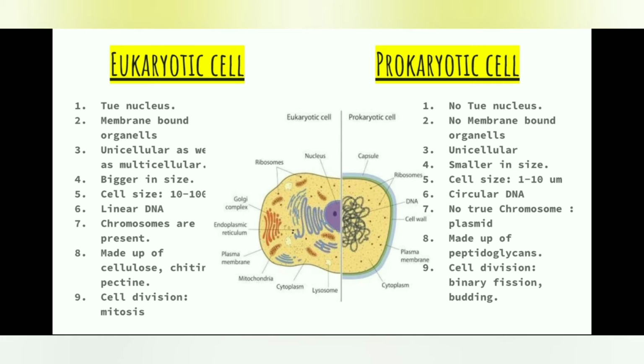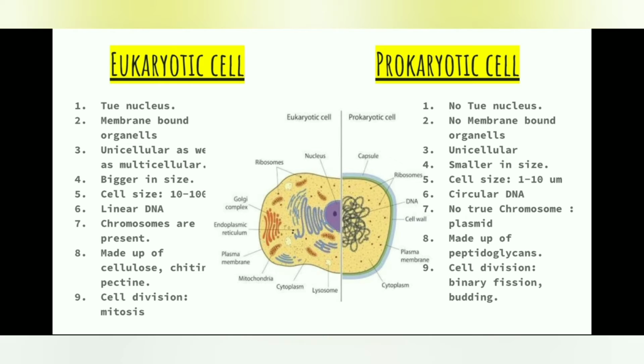Let's see our third comparison, which is that the eukaryotic cell is unicellular as well as multicellular, like we are multicellular organisms. Prokaryotic cells are unicellular, like bacteria. The next comparison is that eukaryotic cells are bigger in size, whereas prokaryotic cells are smaller in size. Eukaryotic cells are so huge in front of prokaryotes like bacteria.